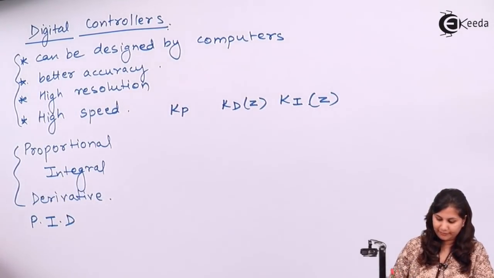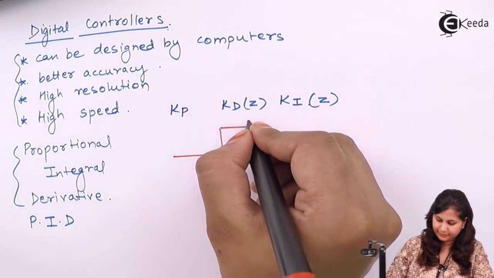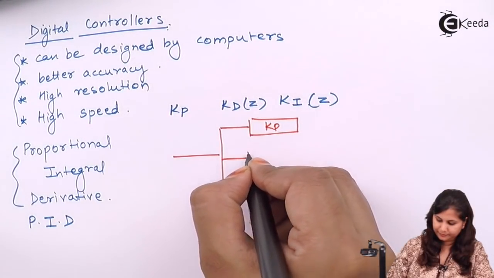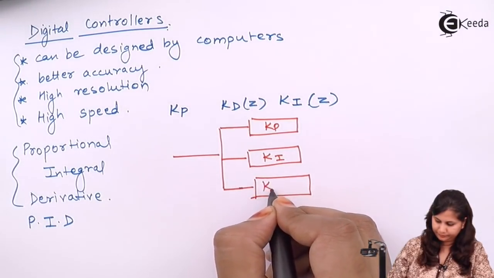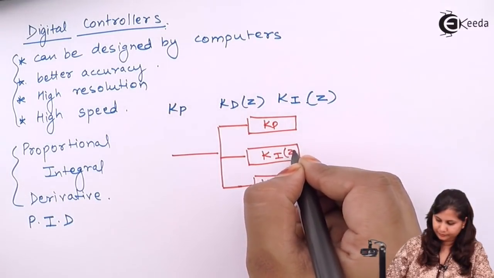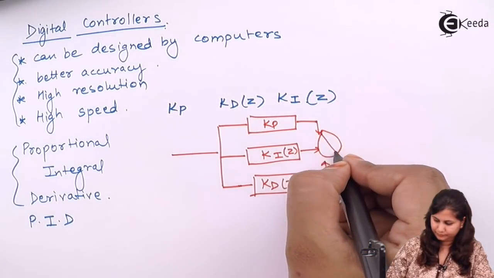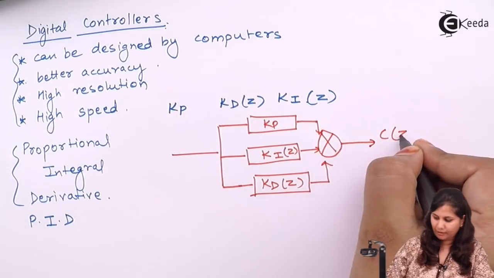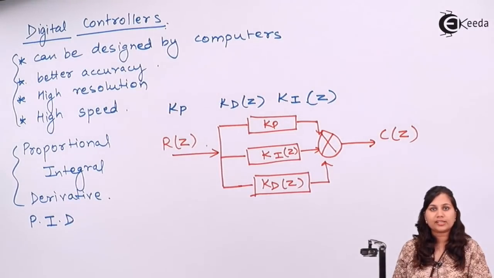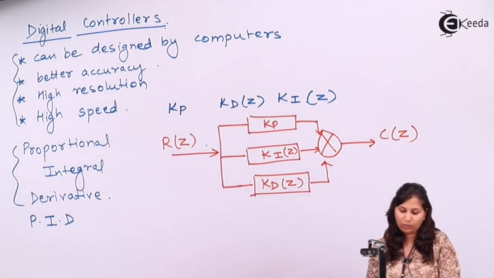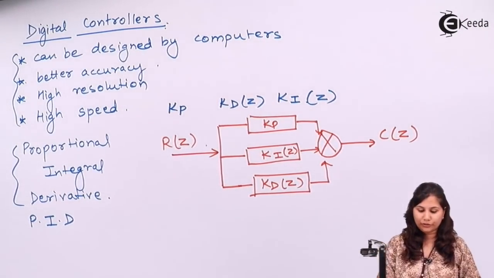And if we draw the block diagram for it, it will be like this: this is our input, these are the three controllers, KP, and this is our output C(z), and this is the input R(z). So here we are just taking the Z transform, otherwise all the mathematical operations are the same, just like the analog controllers.